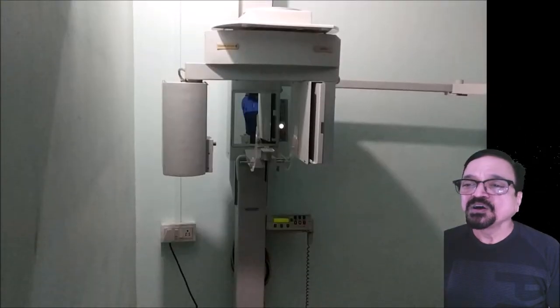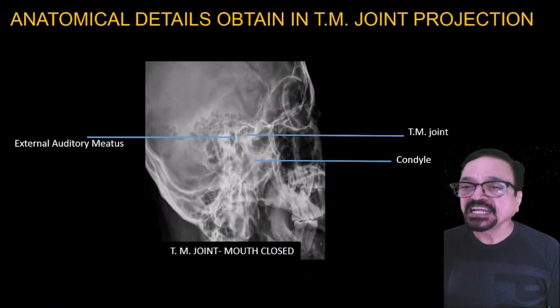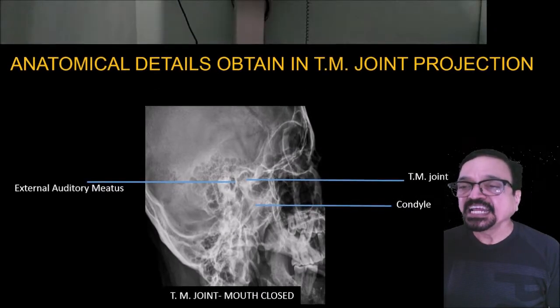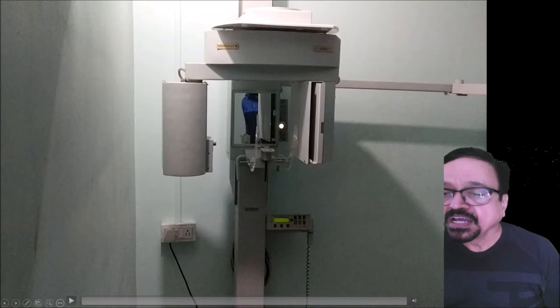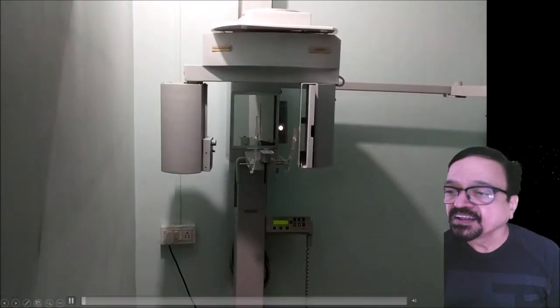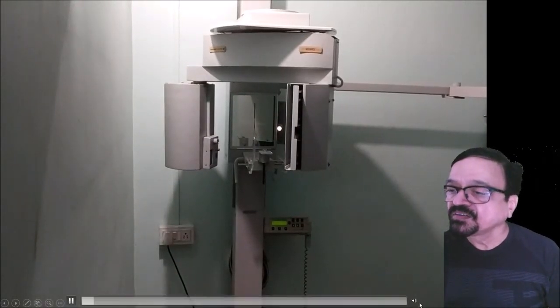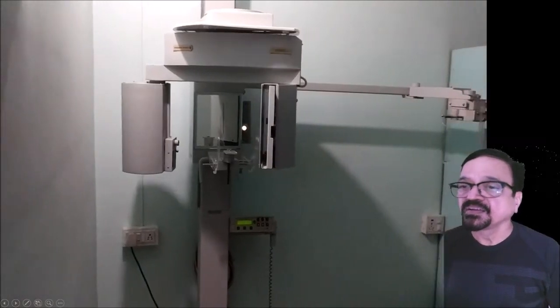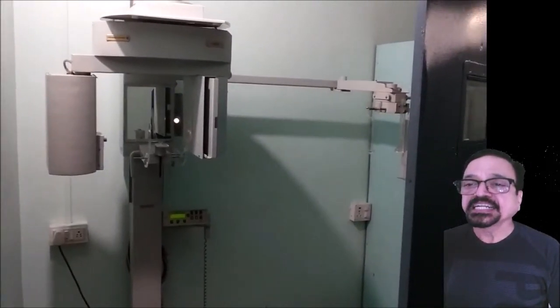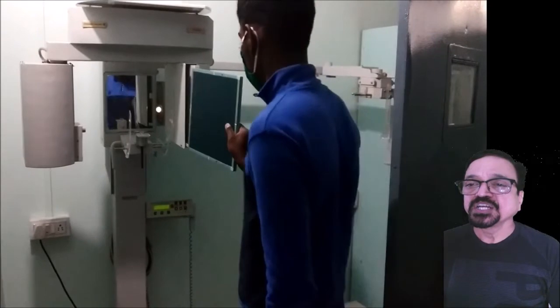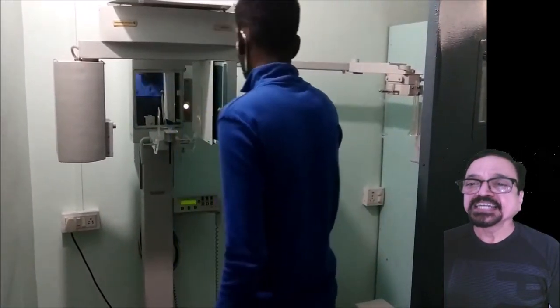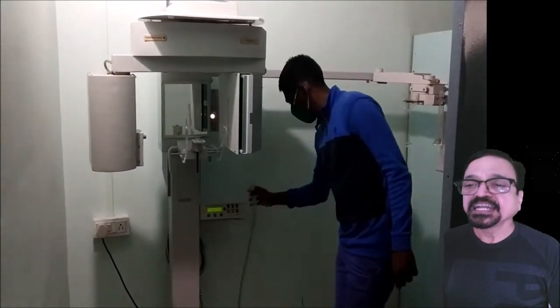Now these are the OPG machines. Let us see. These are the anatomical structures seen. Now we have to see how the OPGs are taken. OPGs are taken for TM joints. This is a 10 by 12 cassette which is introduced. Then a technique is set.